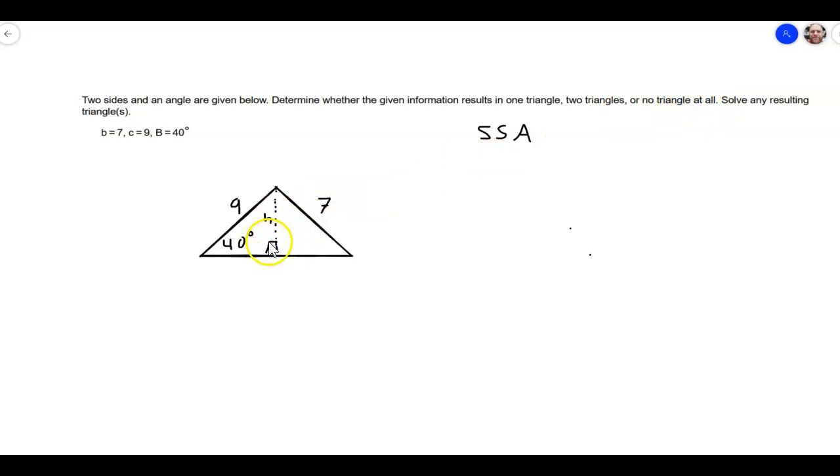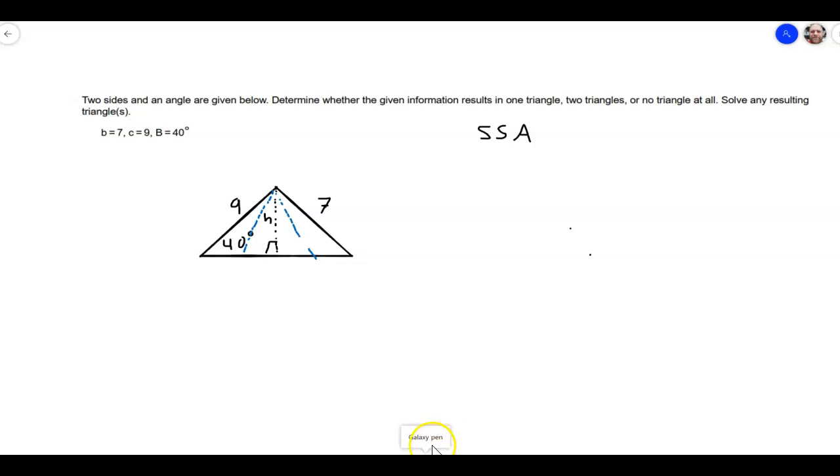Now, if it's exactly the same length as the height, then it will just barely reach the bottom, and we'll have a right triangle here. If the length of this side here, the 7, is greater than the height, but it's less than this side here, then we can actually form two triangles. We could form one going this way like this, or we could form one going this way like this. So in that case, we'd actually have two triangles.